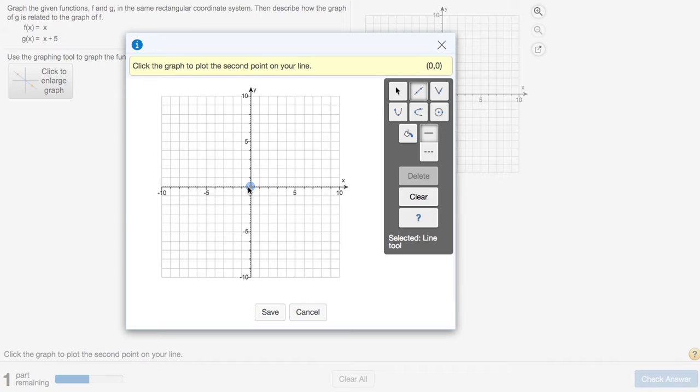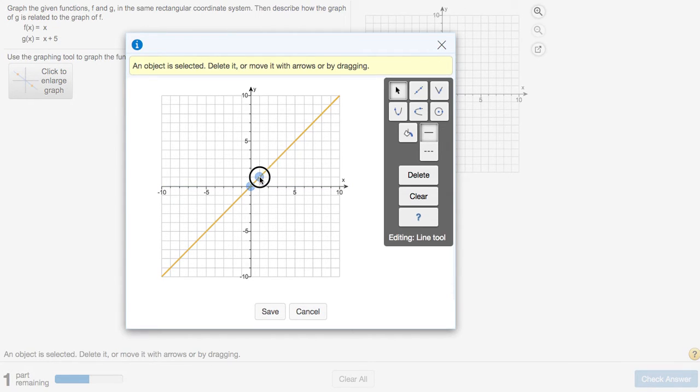All right, I need one more point, so I'm going to use an x value of 1. If I put 1 into the function f, I get 1 back for y, and (1, 1) is also on f of x. So this here is f of x equals x.